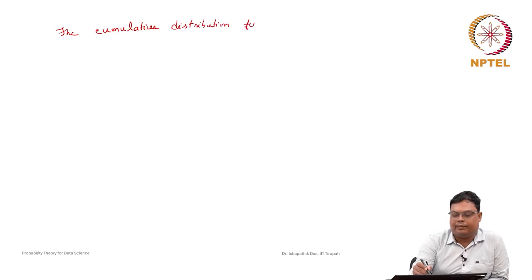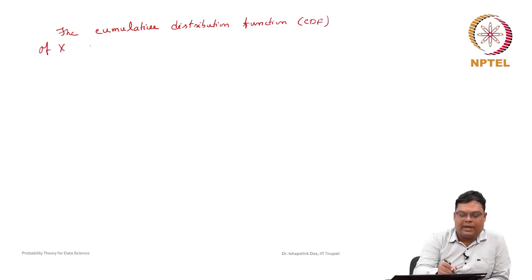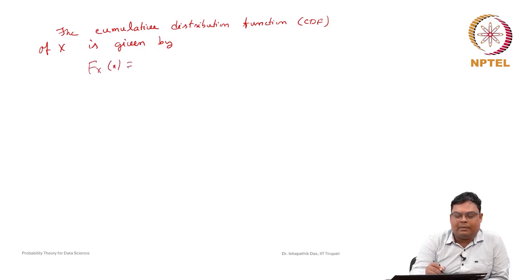The cumulative distribution function, CDF of x, is denoted by capital F, F_X(x). So how do we actually define F_X(x)? F_X(x) is nothing but the probability that X is less than or equal to x.